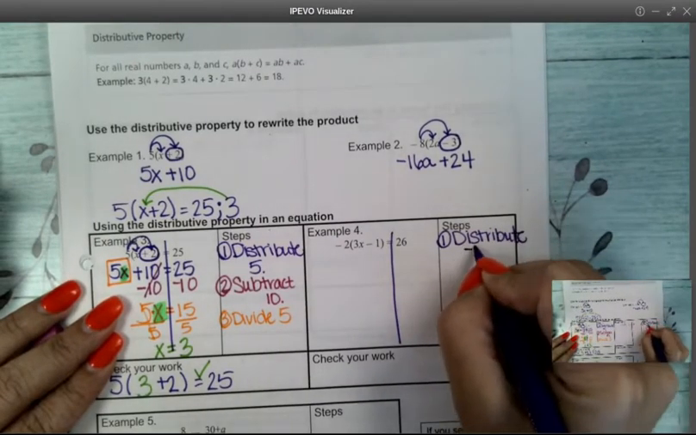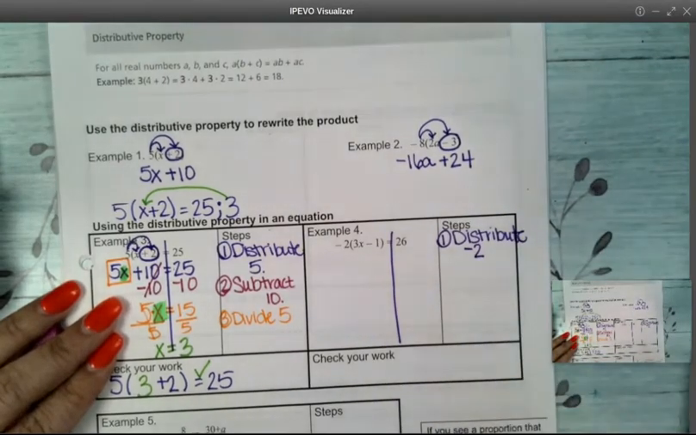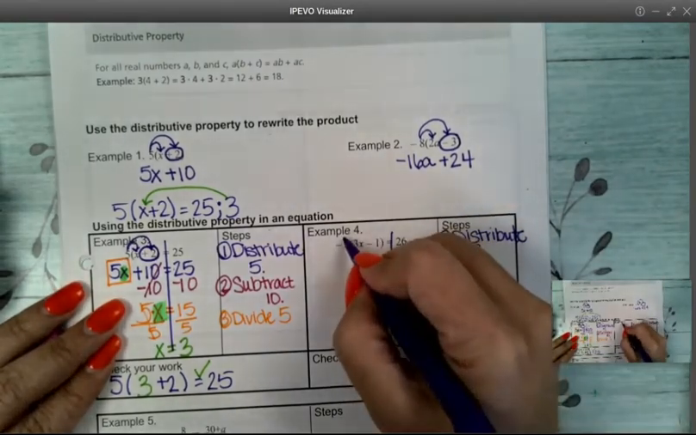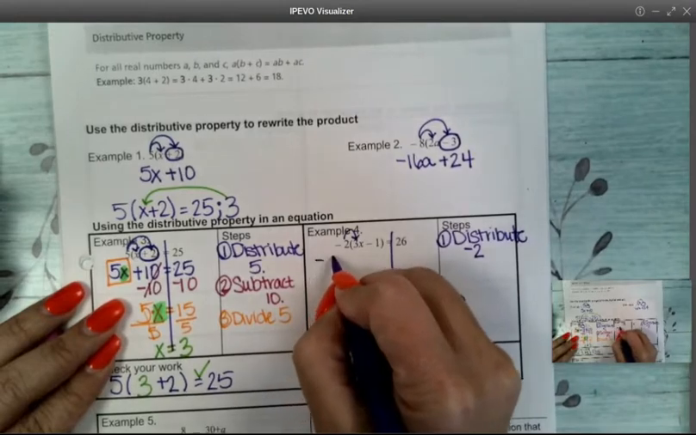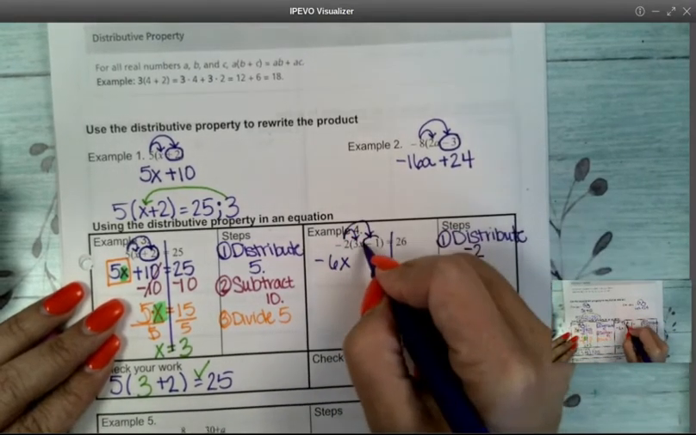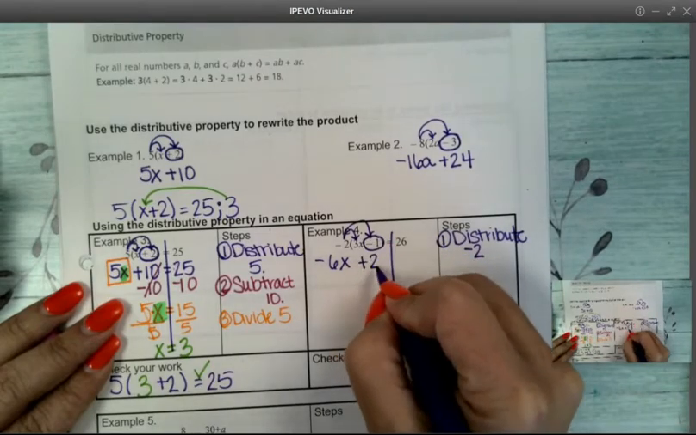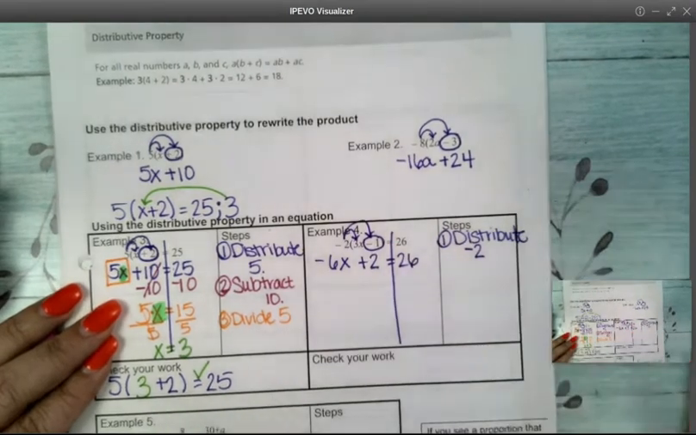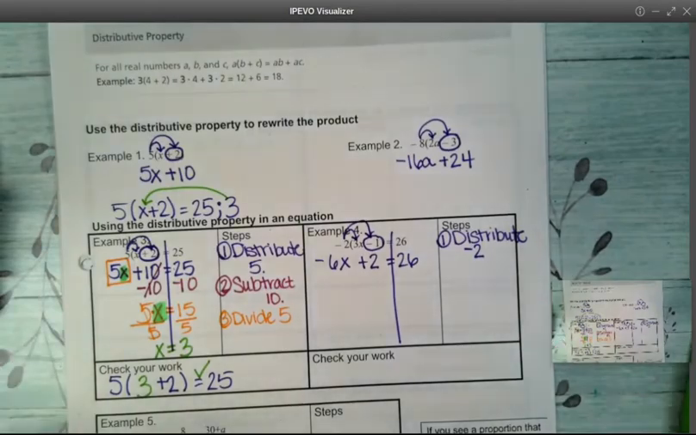When I distribute, I'm distributing a -2 to every single term inside the parentheses. So -2 times 3x is -6x, and -2 times -1 is +2. That's equal to 26.